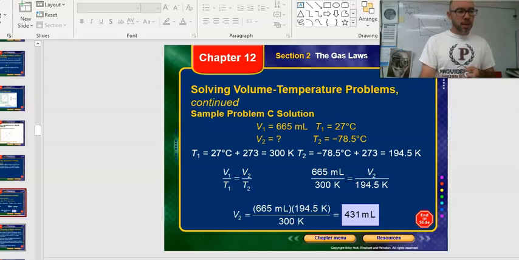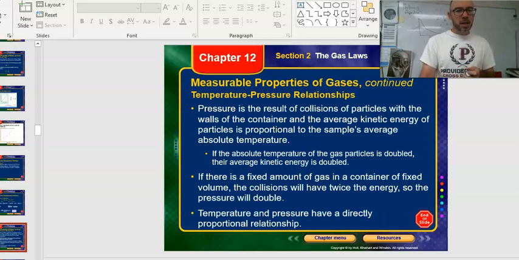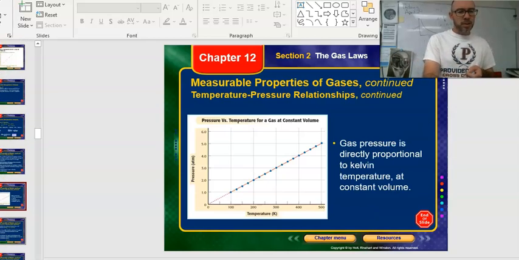All right. Next slide. Temperature, pressure. Have we done that one yet? No, that's what we were just doing, right? Directly proportional relationship. That's what the picture will look like here with pressure and temperature.